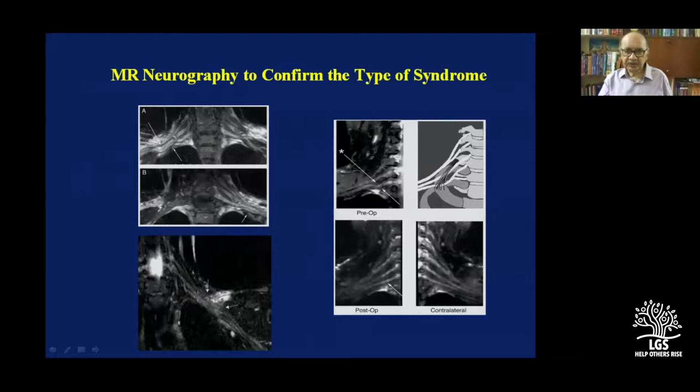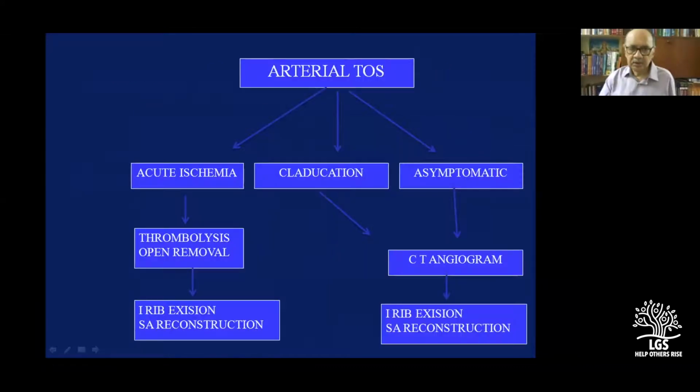MR neurography confirms types of syndromes. We have various varieties of pain, upper brachial plexus and lower brachial plexus. Arterial TOS presents as acute ischemia, claudication, or asymptomatic. If it is an acute ischemia, thrombolysis and open removal, with first rib and scalenus anticus reconstruction. Claudication needs pain evaluated by clinical tests. In the asymptomatic, CT angiography is done, and first rib excision and scalenus anticus reconstruction.